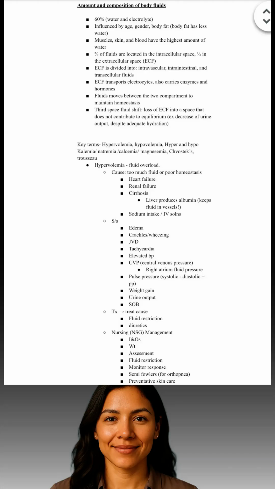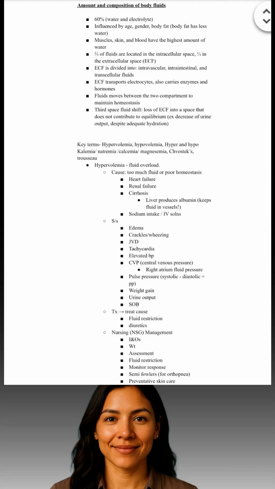First key point: ICF, intracellular fluid, comprises 40% of body weight existing within our cells. Second key point: ECF, extracellular fluid, makes up 20% of body weight circulating outside our cells. Here's a vital clinical consideration. Infants and elderly patients need special attention because their unique body composition makes them more vulnerable to fluid imbalances.